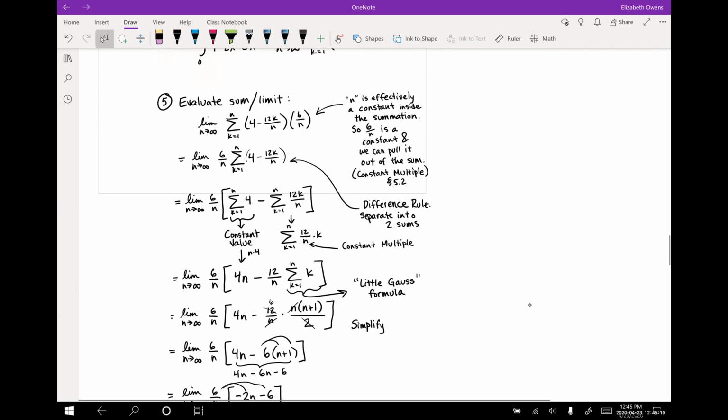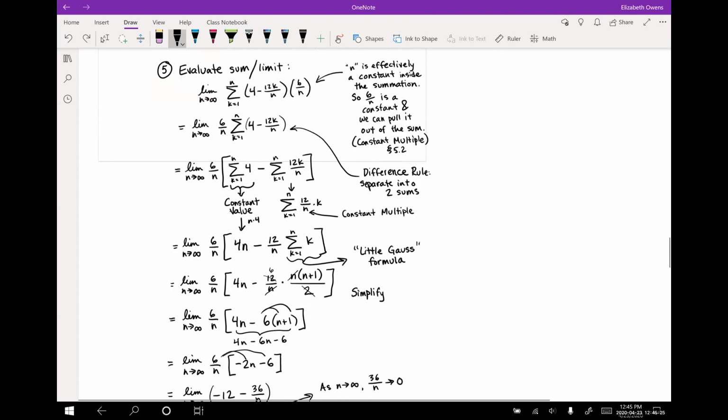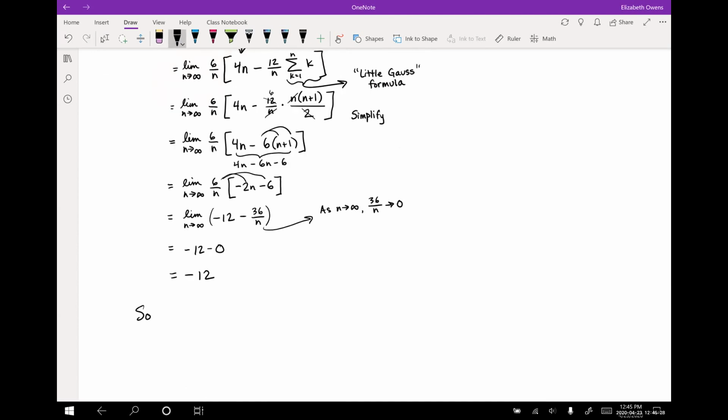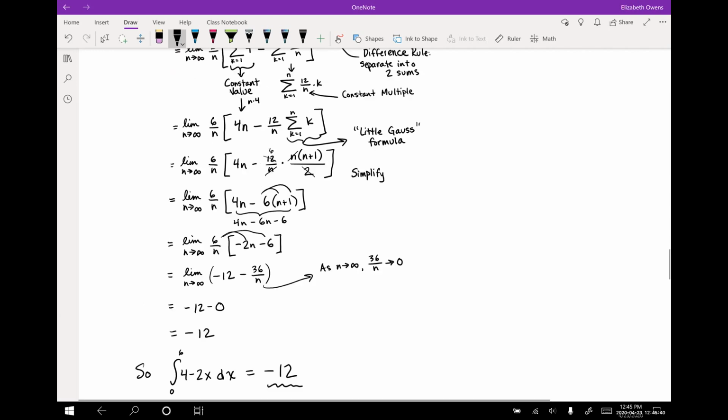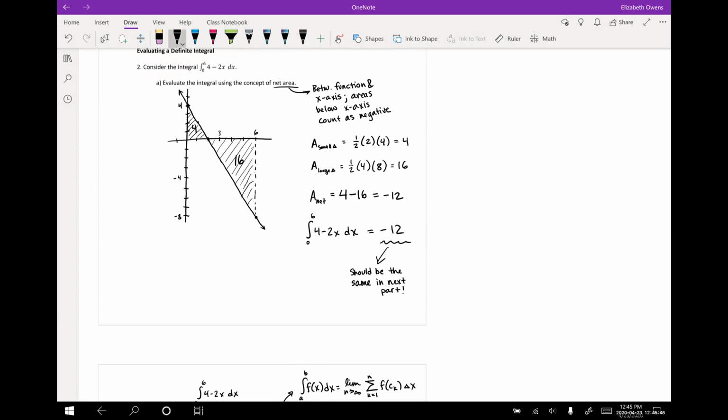And so notice back here when we were setting up our sum and the limit, we said that the integral would equal the result as soon as we evaluated this sum and limit. And so now that means we've gotten our result for the integral. The integral from 0 to 6 of 4 minus 2x dx equals negative 12. And that is good because that checks out with our first part of the problem where we did this with net area. So that's really good.